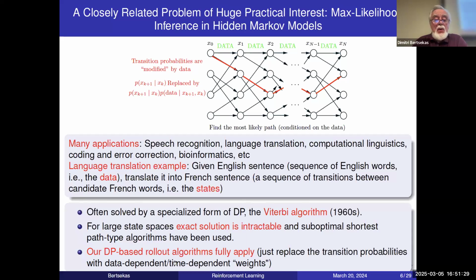Now, what we are going to do is discuss rollout algorithms for the n-gram case and Markov chain case, but these algorithms fully apply to this context. We just replace the transition probabilities with these data-dependent and time-dependent weights that are modified by the data. So that's all I'm going to say about HMMs.